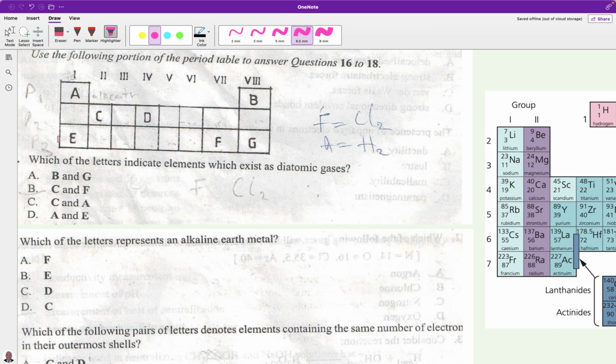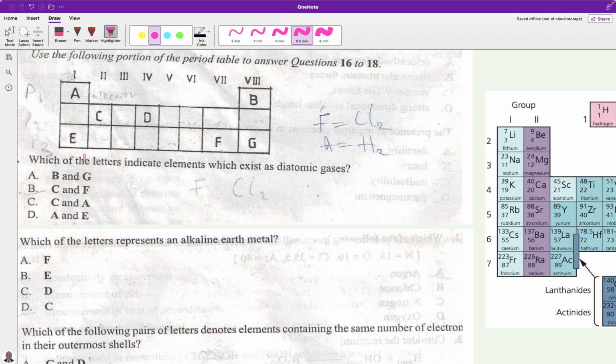In period 2, only lithium, which is A, is in group 1. And the neon, which is B, that belongs to group 8, are present. So we have period 2, period 3, and period 4. And we want to answer our questions. So do not be confused. We want to answer our question.